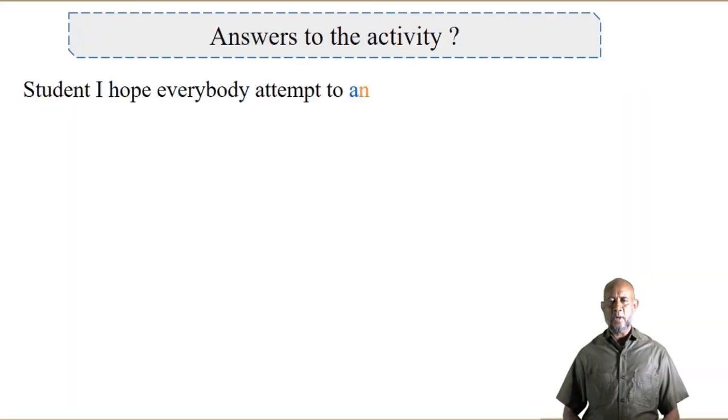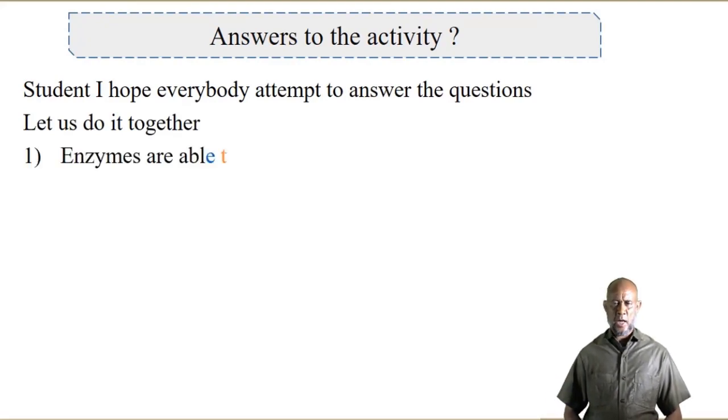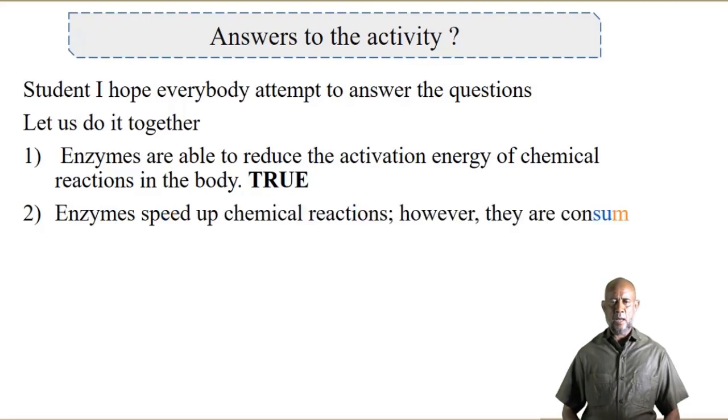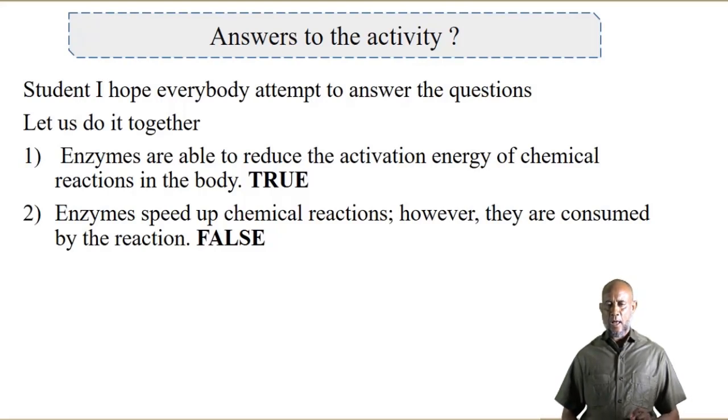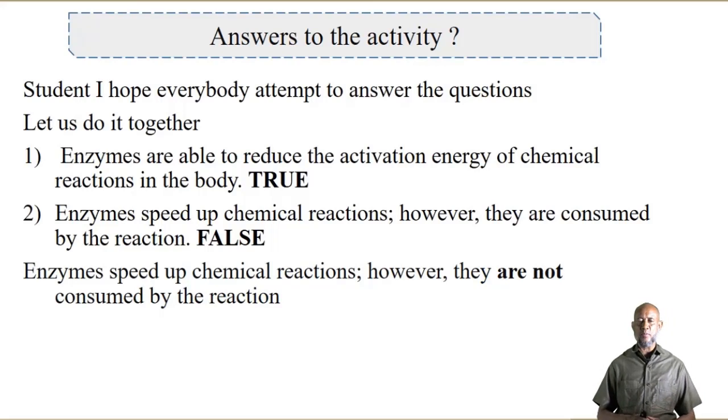Students, I hope everybody attempted to answer the questions. Let's do it together. Enzymes are able to reduce the activation energy of chemical reactions in the body. This statement is true. The second one: enzymes speed up chemical reactions, however, they are consumed by the reaction. That is a false statement. It should be corrected this way: enzymes speed up chemical reactions, however, they are not consumed by the reaction.